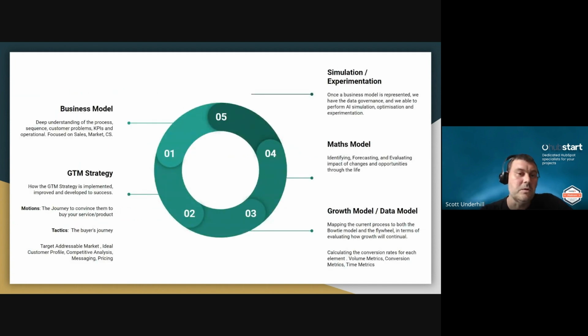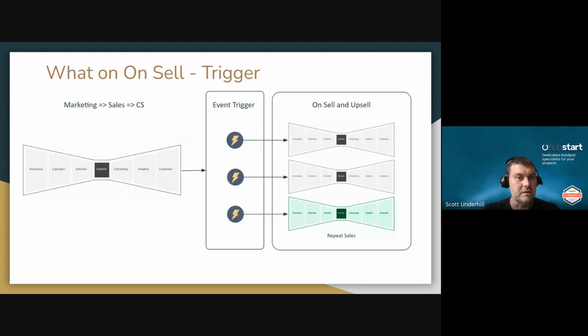So as per usual, we go through this process: business model, the GTM strategy or go-to-market strategy, growth model, data model, math model. So all these make up the revenue component. So today we're really going to be focusing on using the models that we have here, but in terms of the upsell capabilities. So first of all, let's talk about the upsell.